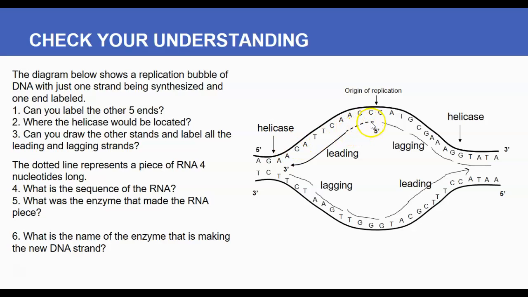There's 4 RNA nucleotides, 1, 2, 3, 4, that are making up this primer that were deposited by primase. So what's the sequence of those? That's going to be UUGG. So uracil, uracil, guanine, guanine, because adenine binds with thymine in DNA, but uracil in RNA. And C's always go with G's. What was the name of the enzyme that made that RNA piece? Primase. And what's the name of the enzyme that's making the new DNA strand? That's DNA polymerase 3, which is adding nucleotides at that 3' end.